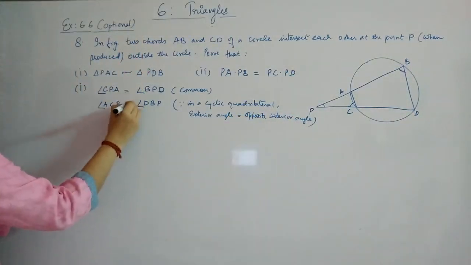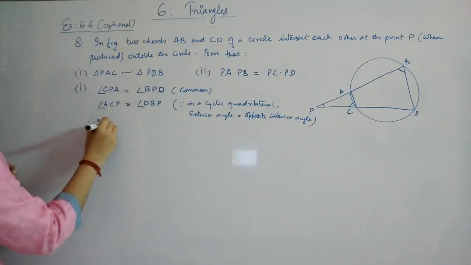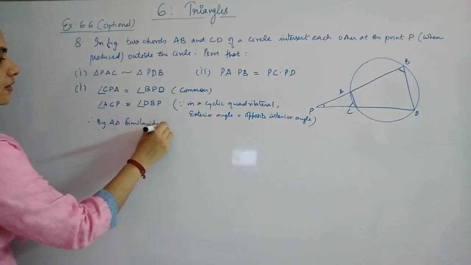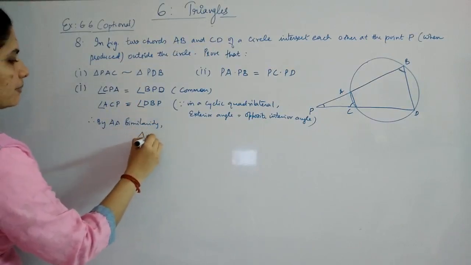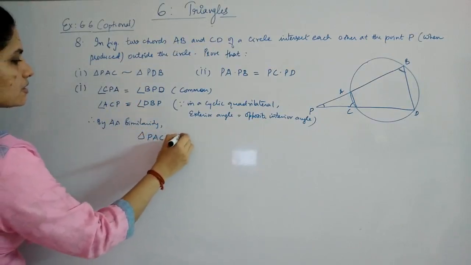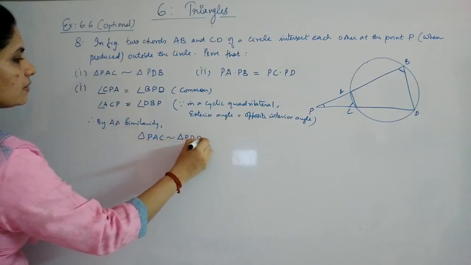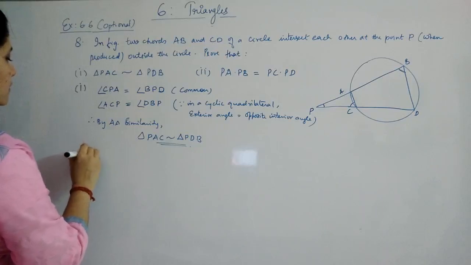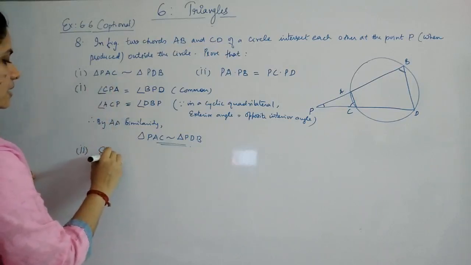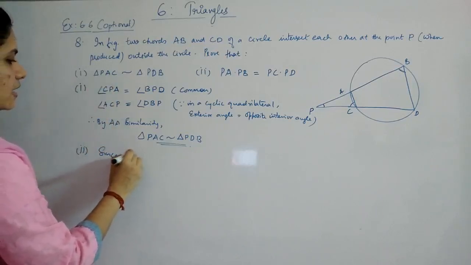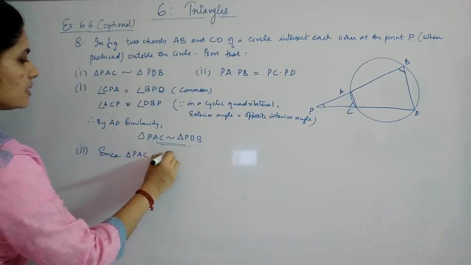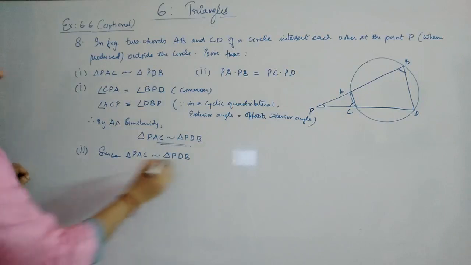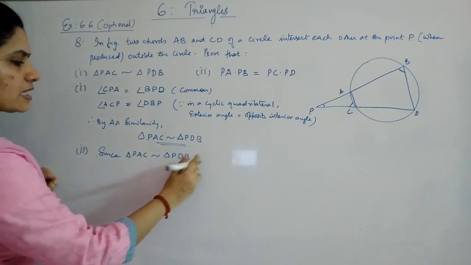So from the two concepts you can say that by AA similarity, triangle PAC is similar to triangle PDB. Now for the second part we will use the first part, which is since triangle PAC is similar to triangle PDB, the corresponding sides will be proportional.